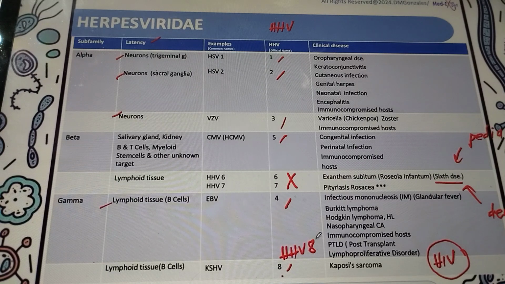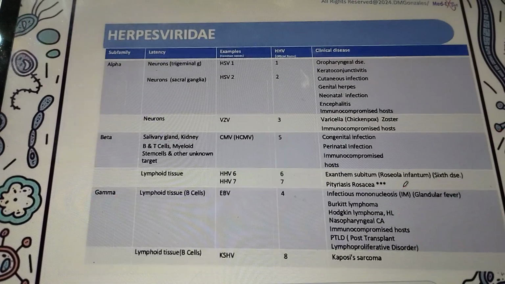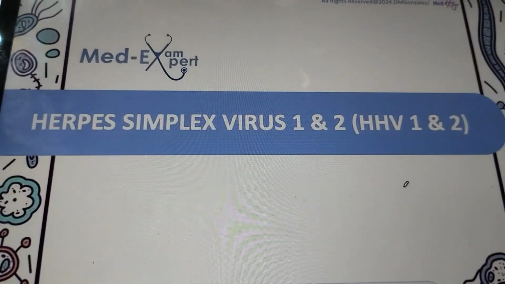Also remember that the ones that belong in your gamma subfamily are the ones that cause your malignancy. So EBV and Kaposi sarcoma herpes virus are the ones that cause your malignancies. You can see here nasopharyngeal CA, Hodgkin lymphoma, post-transplant lymphoproliferative disorder, Burkitt's lymphoma, infectious mononucleosis. So let's go first with herpes simplex virus 1 and 2.